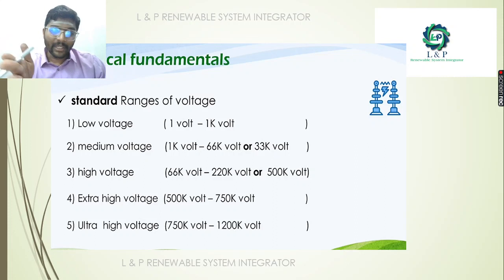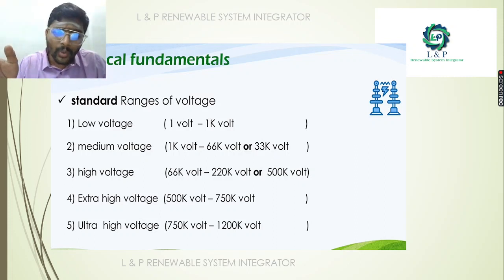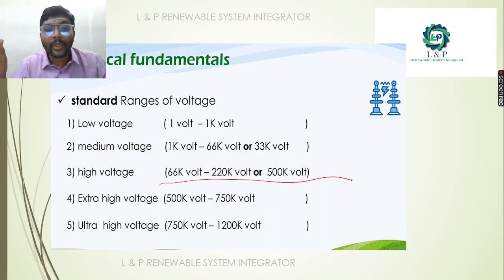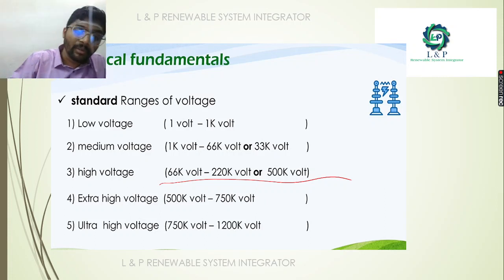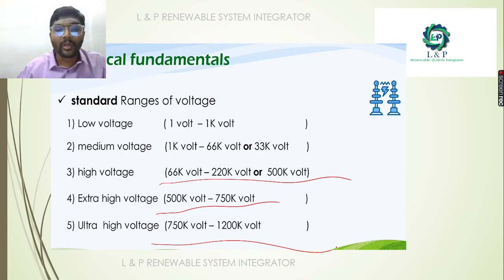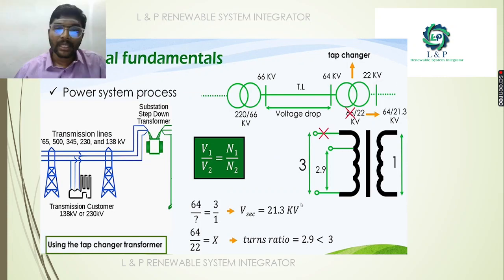The low voltage category will be up to 1 kilovolt, medium will be from 1 kilovolt to 66 kilovolt, and high voltage ranges from 66 kilovolt to 500 kilovolt. If you are going for extra high voltage, it will be from 500 kilovolt to 750 kilovolt, and ultra high voltage will be from 750 kilovolt to 1200 kilovolt. So this is how the power system process is going to happen.